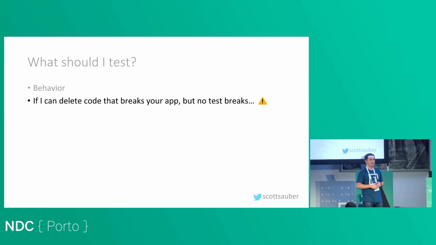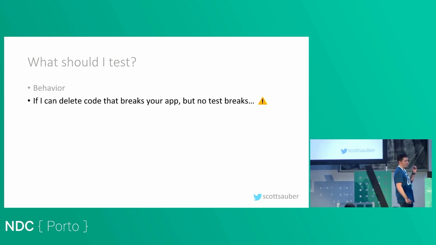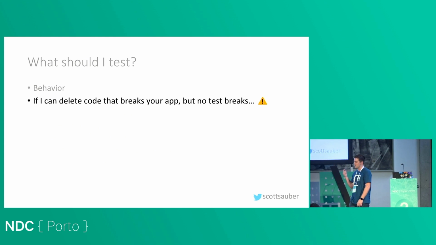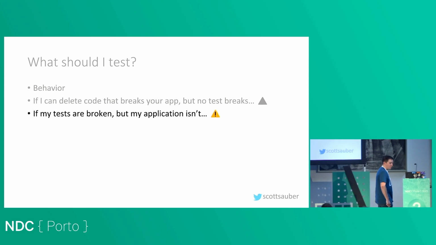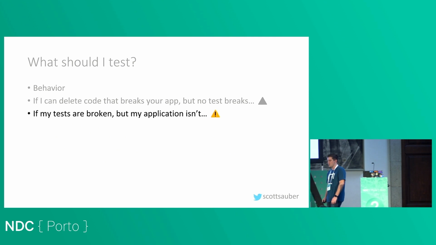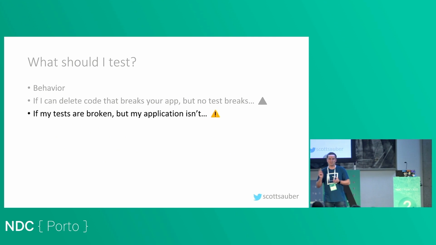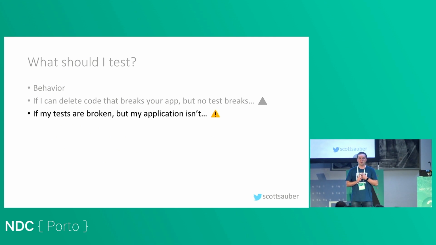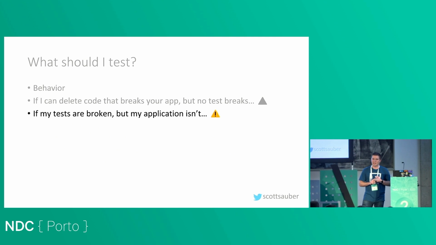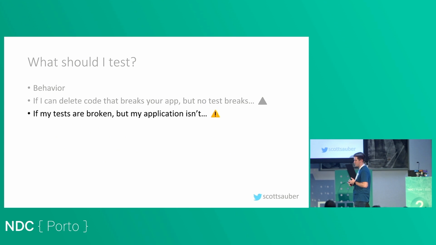But I found too that might be an opportunity to refactor the code, depending on what it's doing. But yeah, this is a key takeaway: if you can delete code that breaks your app and no test breaks, there's probably a problem. But the opposite is also true: if your tests are broken but your app isn't, something is also kind of amiss. So do you have a flaky test where, say, I was calling out to an API, but the API went down, or I was talking to a shared database that was using some magic IDs that were assumed to be in the database, but those got deleted by somebody, for instance.